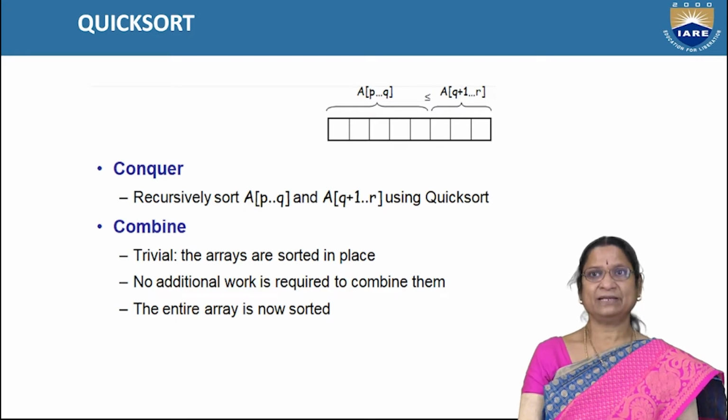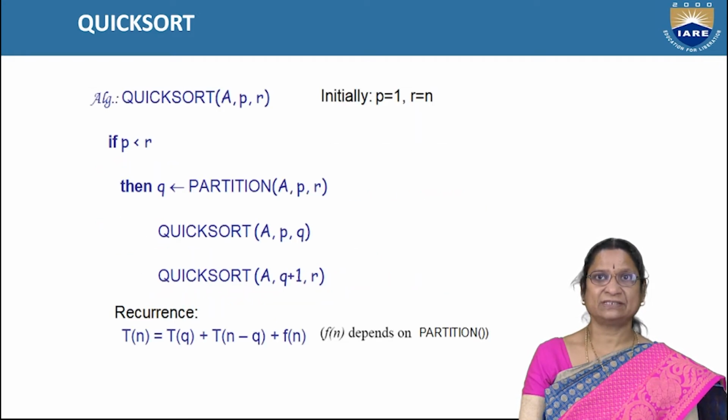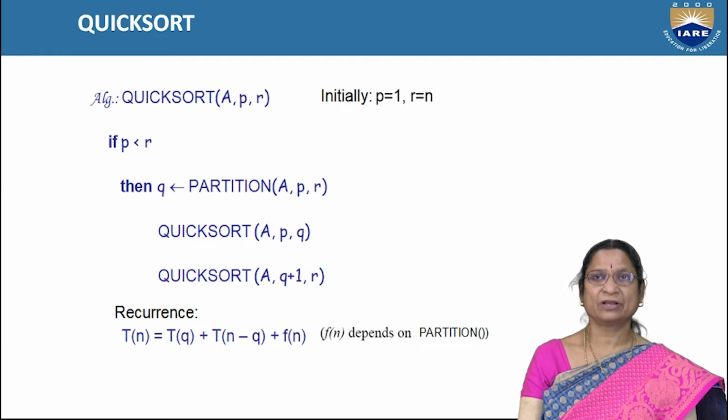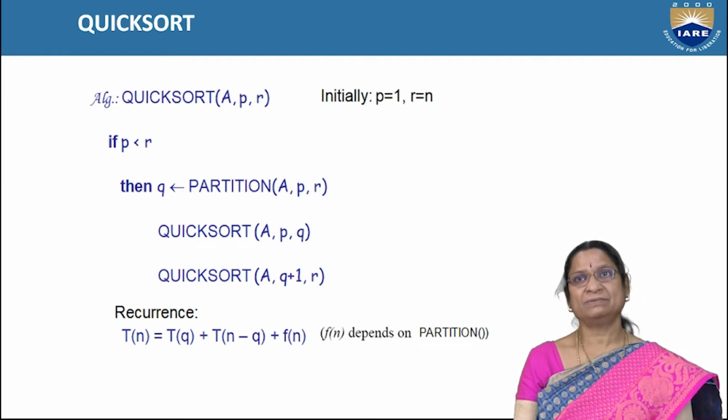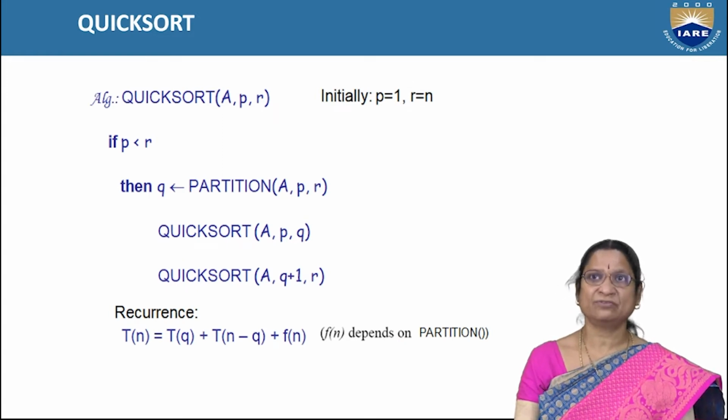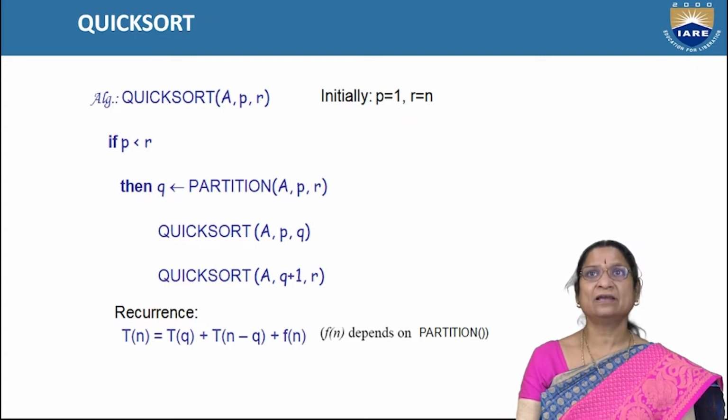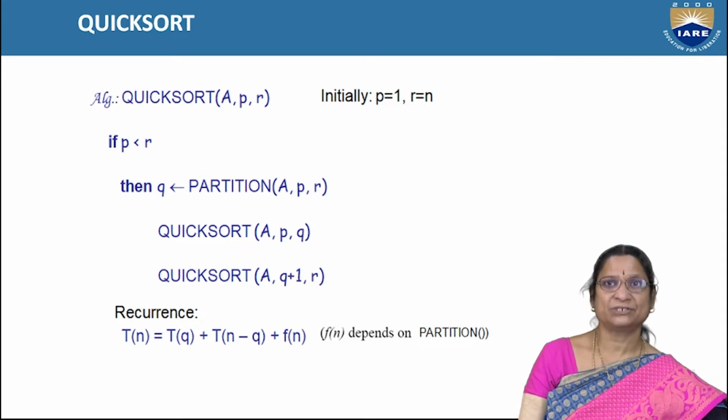Now the entire element is sorted by using this conquering concept only. So the overall algorithm, we'll discuss the algorithm in detail further. Overall algorithm: A is an array, P is the lower bound, R is the upper bound. If P is less than R, then we will partition our array into two partitions.